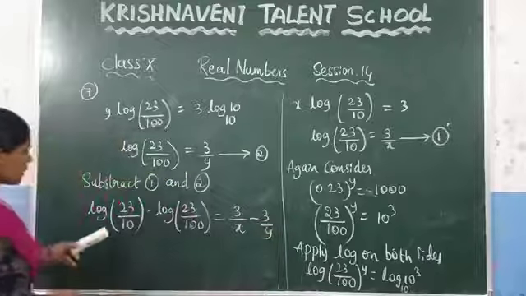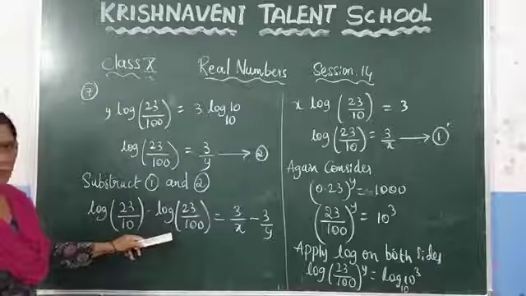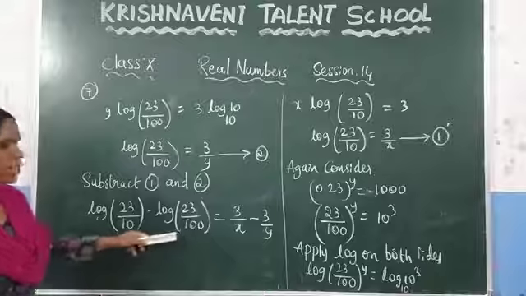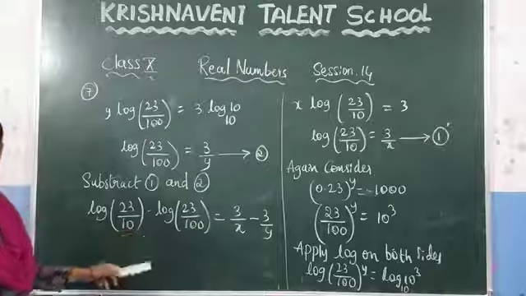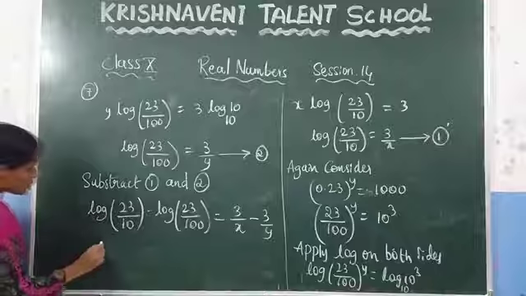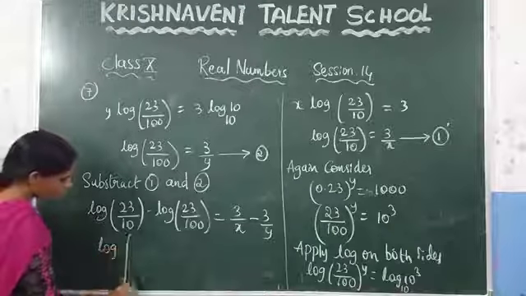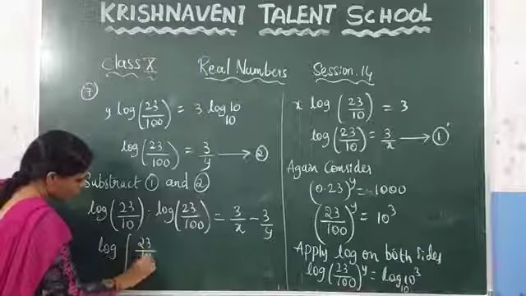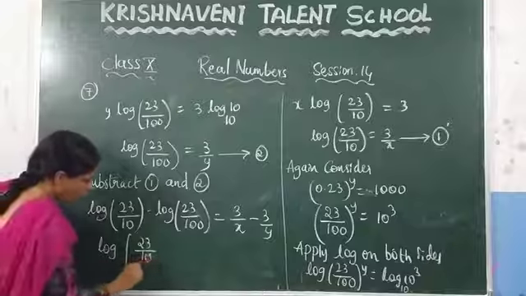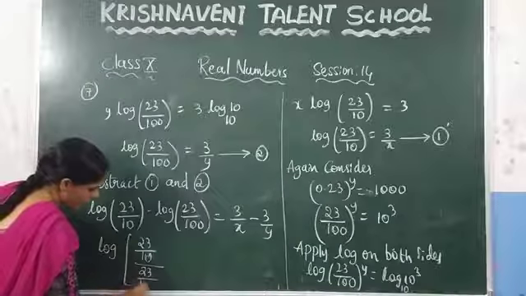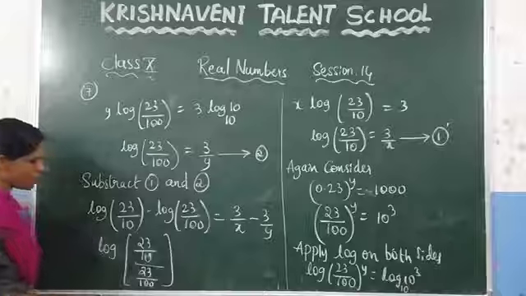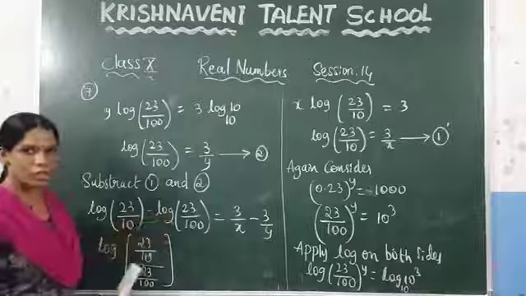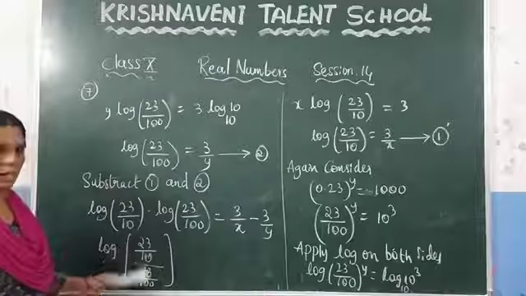Now here it is in the form of what? Log a minus log b. Right? So what is the formula for log a minus log b? We know that it is log a by b. So write it here. Log 23 by 10 by 23 by 100. Because it is in the form of log a minus log b, you know that log a minus log b is nothing but log a by b.